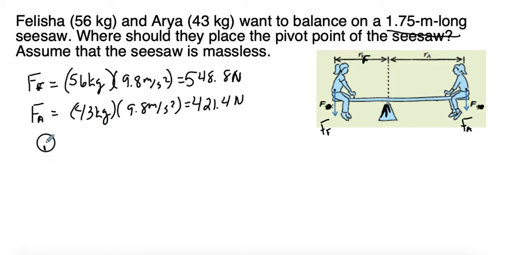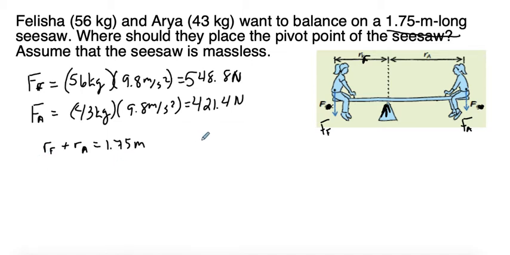So can we say this? We can say the radius of Felicia plus the radius of Araya is going to be equal to that 1.75 meter long seesaw. That makes sense because we have the radius of the two individuals, and that's going to equal the total length of that seesaw. So this is kind of the trick of this problem. We have to have this in order to find where that's going to be.